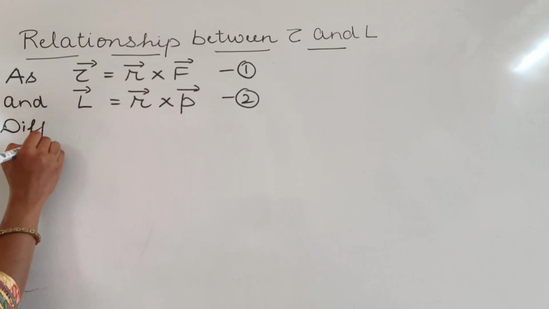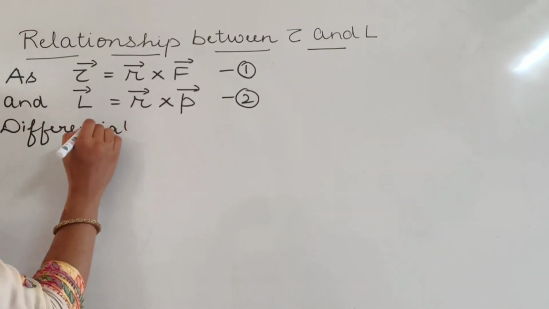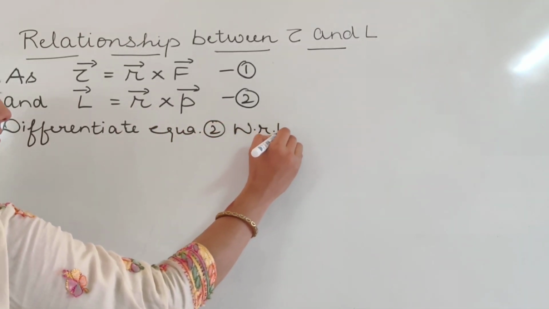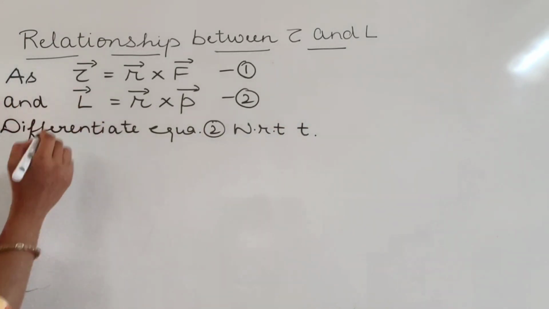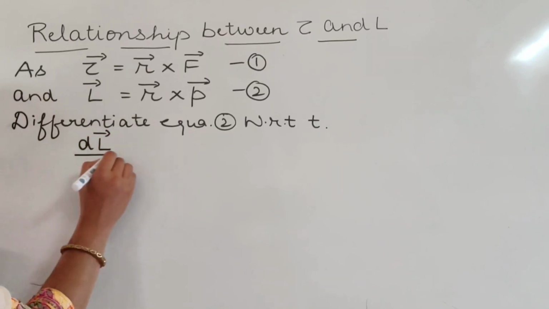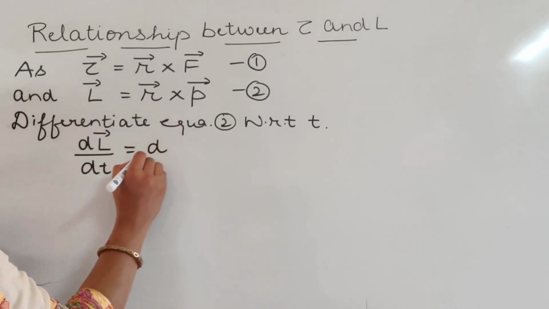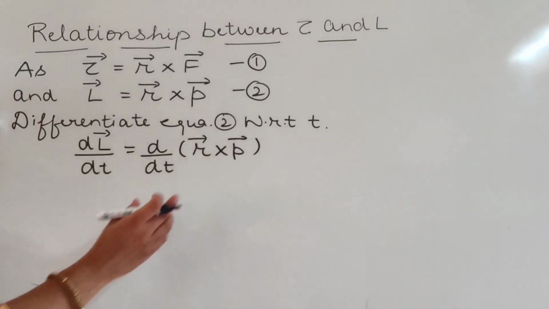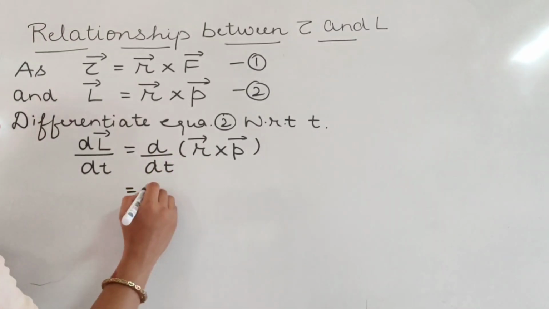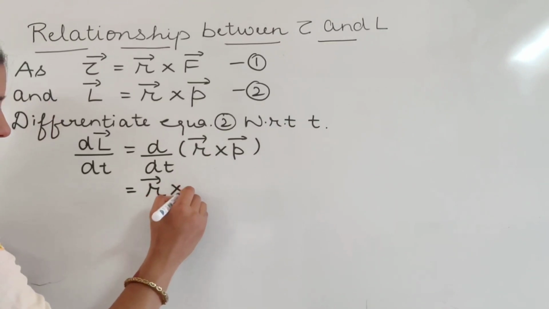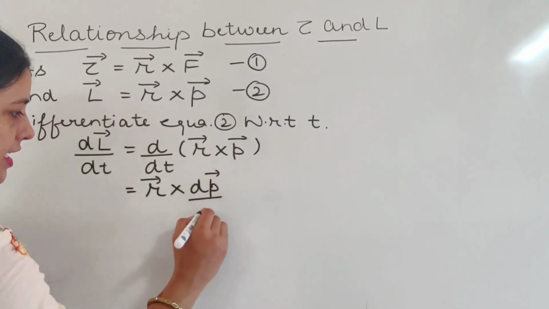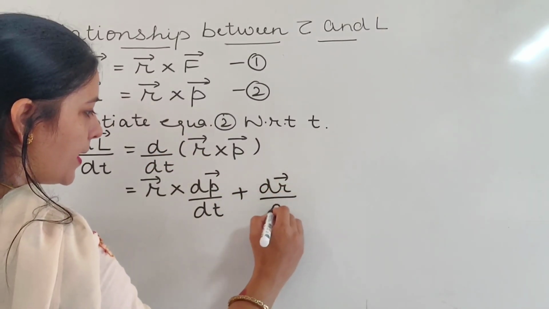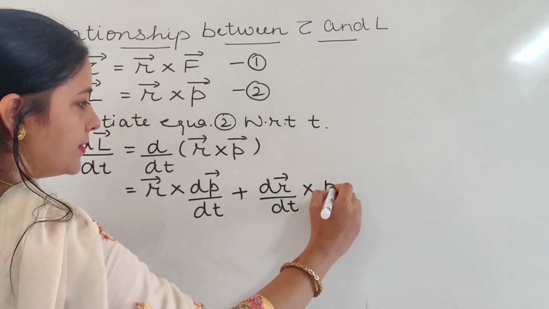Now differentiate equation 2 with respect to t. That is dL divided by dt is equal to d by dt of r cross p. Now apply the product rule here. Our first vector, say r, times dp by dt, plus differentiate the first vector, dr by dt, multiplied by p.